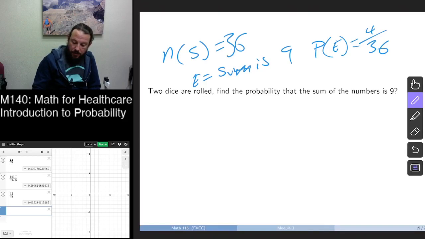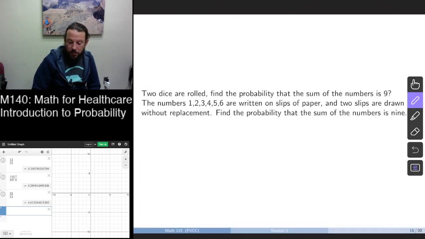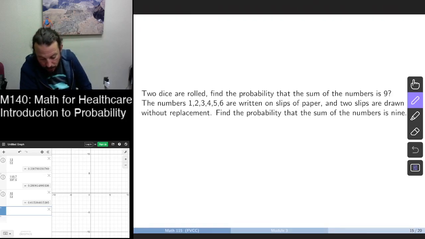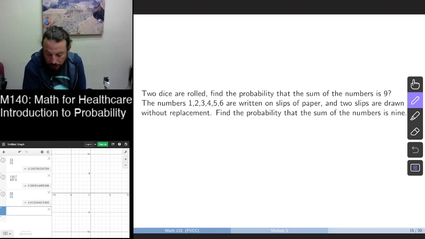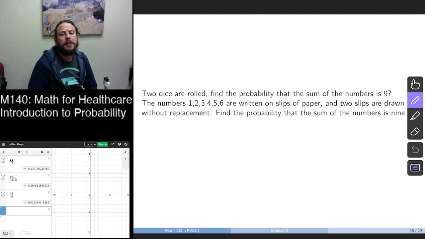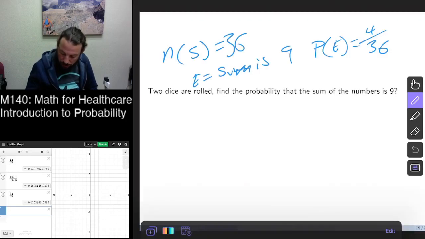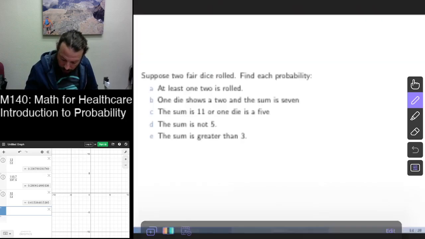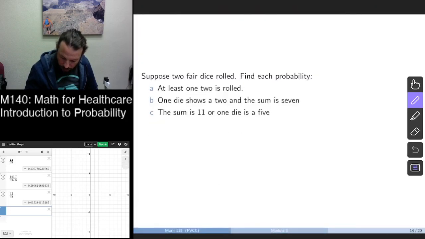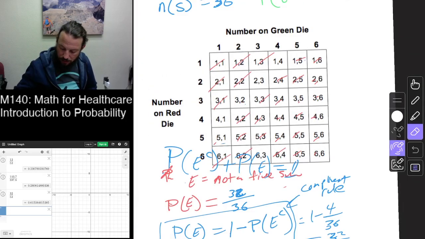Now, how about if we have the numbers 1, 2, 3, 4, 5, 6 written on slips of paper, and 2 slips are drawn without replacement? Find the probability that the sum of the numbers is 9. Here, is the sample space the same size? No. Let's take a look at our sample space. I guess I got to do some erasing.